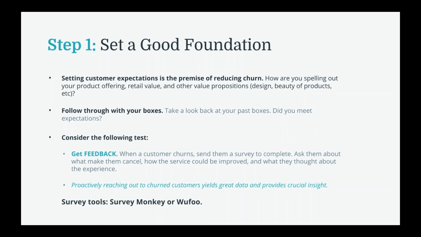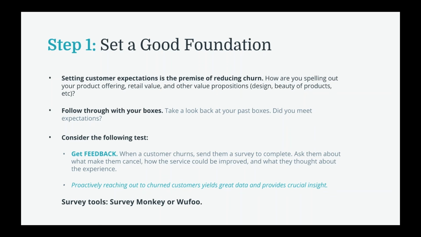Starting there will give you the ability to actually test a bunch of different things. And then you can know, is it the expectations that are wrong? Is it the execution that's wrong? How can you find that stuff out? But setting that foundation and making sure you're doing your product right is the first step to getting churn under control.